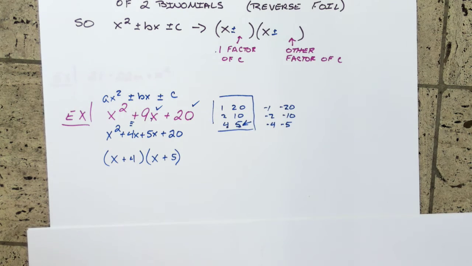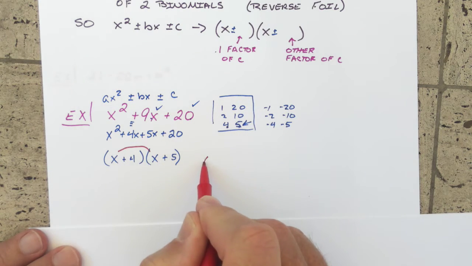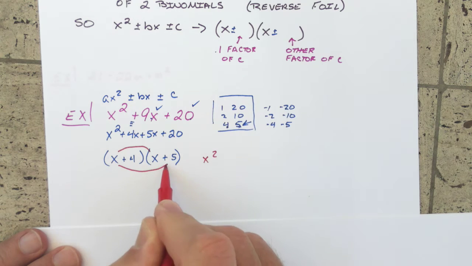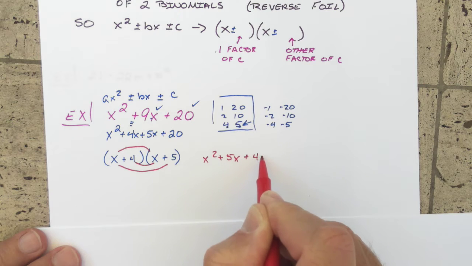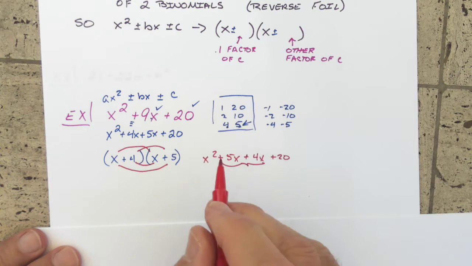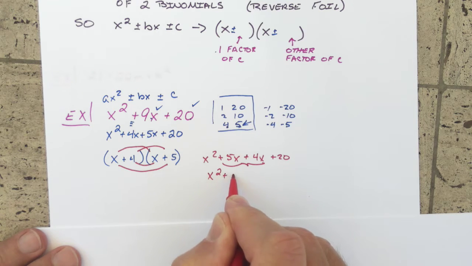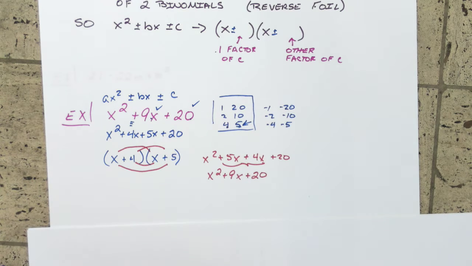You want to FOIL that to check it? Be my guest. X squared plus 5x plus 4x plus 20. Those are like terms. Don't be alarmed. And there we have it. X squared plus 9x plus 20. It checks. So let's try another one, shall we?